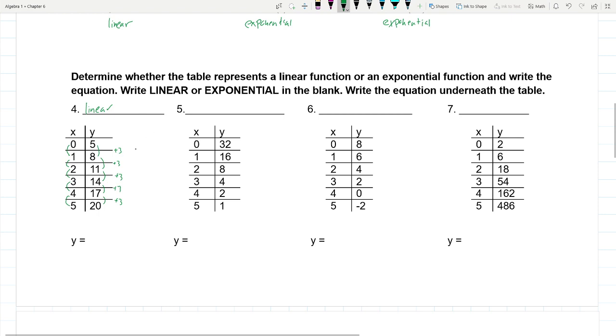And so what I need to figure out is my slope, because we need to figure out the equation. So my slope, m, equals my rise over my run, and I get 3 over 1. And so if I go, okay, y is 3 over 1, so this is 3x, and then I'm going to find my intercept, which is when x is 0, so this is a plus 5.